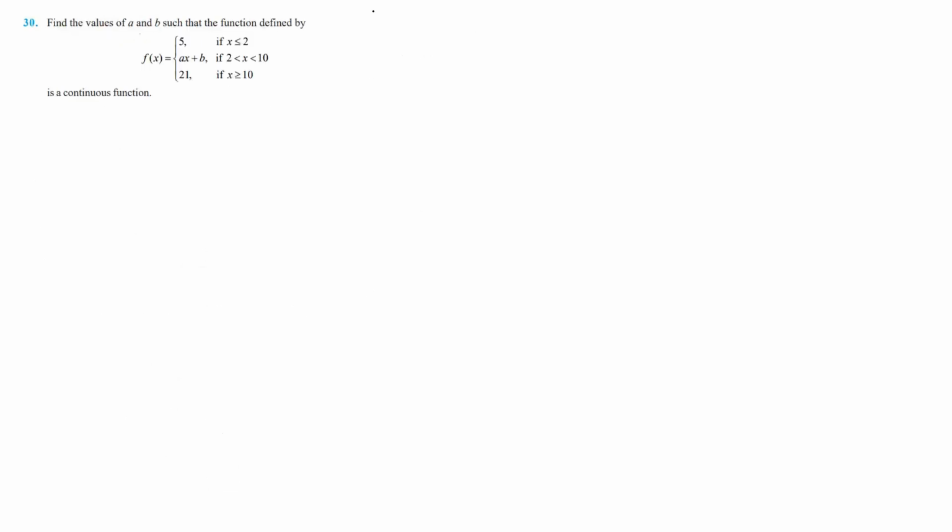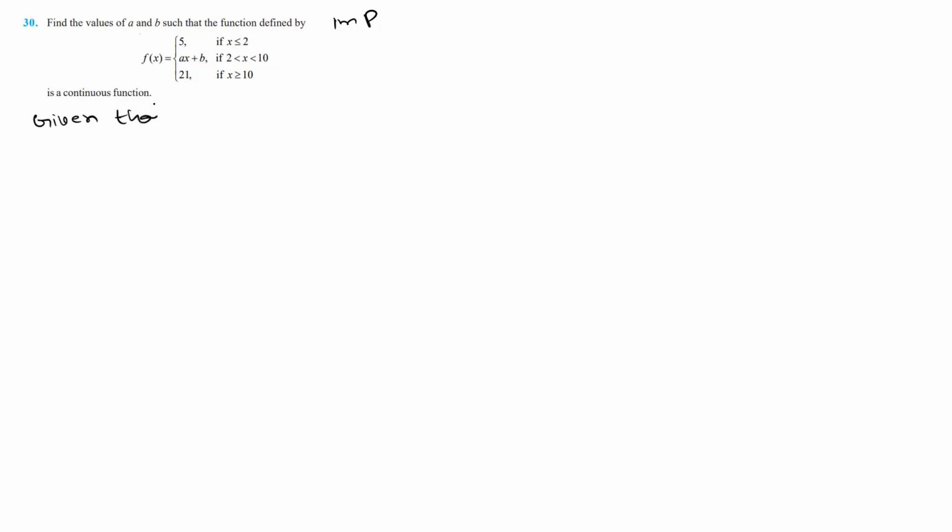Next, 30. This is also one of the important ones. Find the values of a and b such that the function defined by f of x is continuous. Continuous function means the values they have given, 2 and 10, mean the function is continuous at 2 and the function is continuous at 10 also.